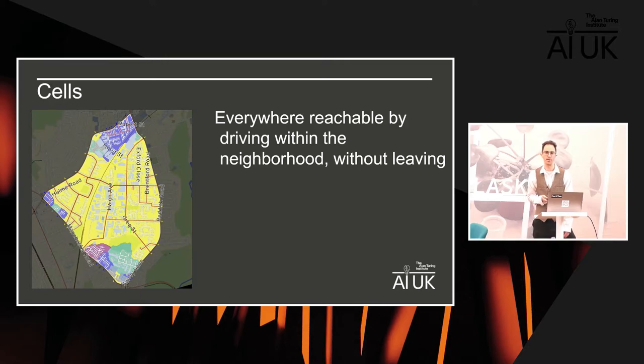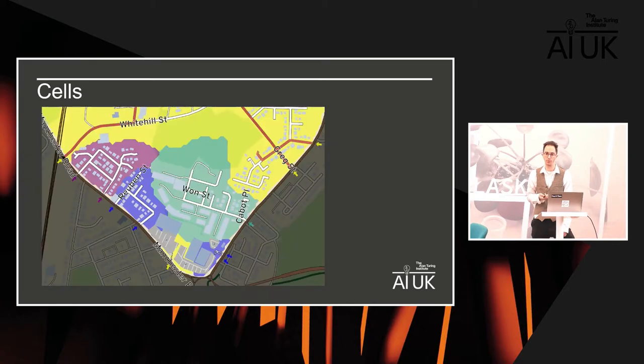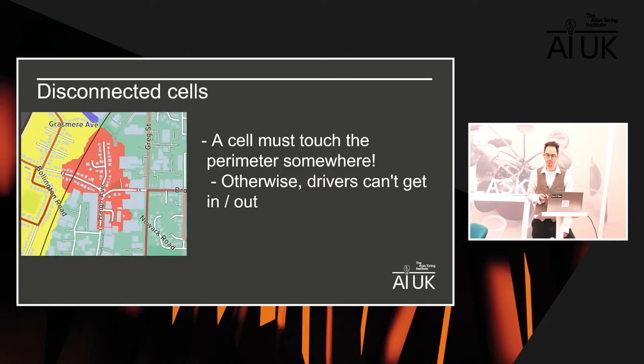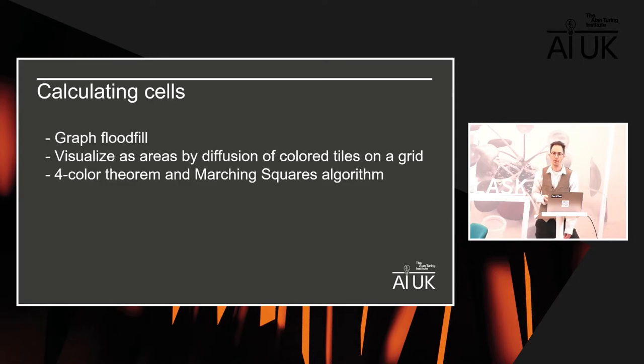And so once we define a neighborhood, we break it into these different cells shown in different colors. And the idea of a cell is that you can drive from anywhere within the cell to anywhere else without leaving and using the perimeter road. And so, for example, here it's impossible to drive between the purple and the blue parts without using the main road at the bottom. Of course, if you place filters incorrectly, you can disconnect a section of the neighborhood in the middle, and the software will tell you if you make that mistake.